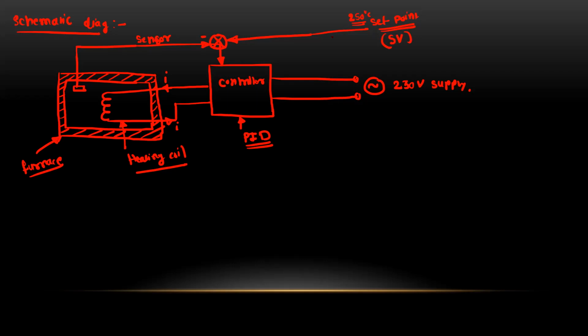So this set value is given to the controller. Okay, and then depending on the values of PID, this controller will start controlling the current, and then it will control the output temperature. Okay, so this output temperature, that is the temperature in the furnace, is sensed by the sensor. So this sensor acts as a feedback element, and this feedback, that is the temperature, is given to the controller through this summing point. So this is the summing point.